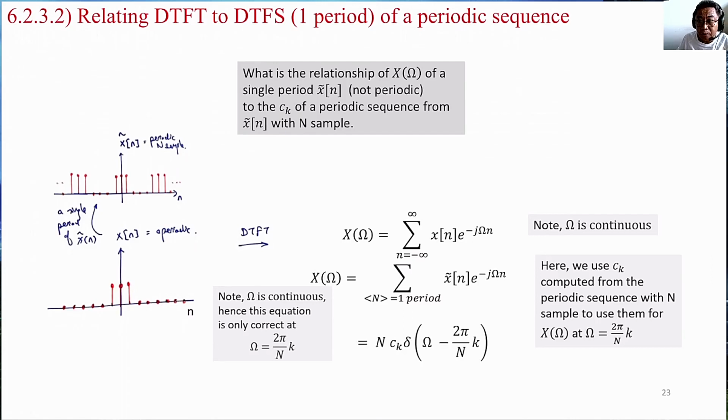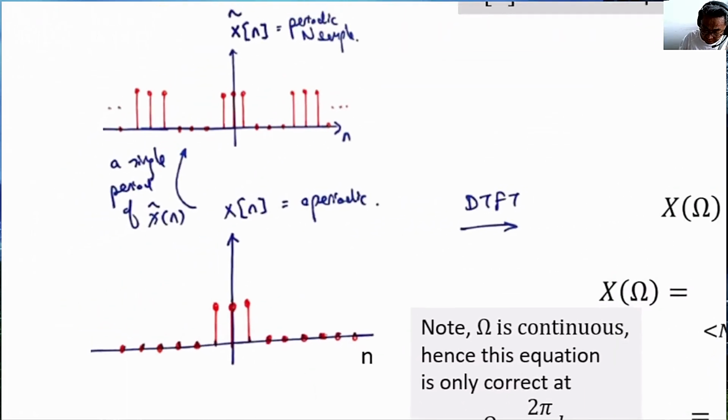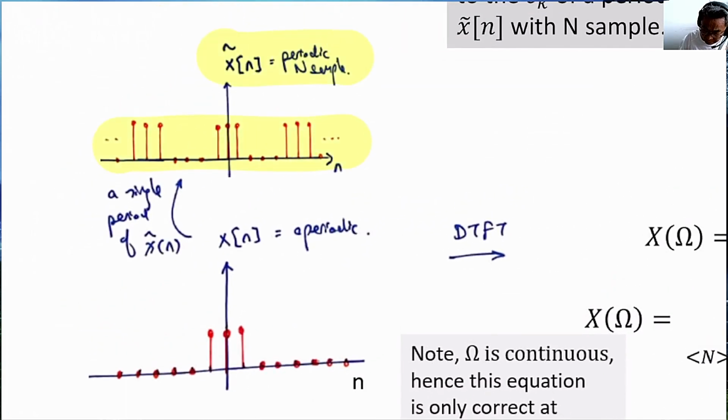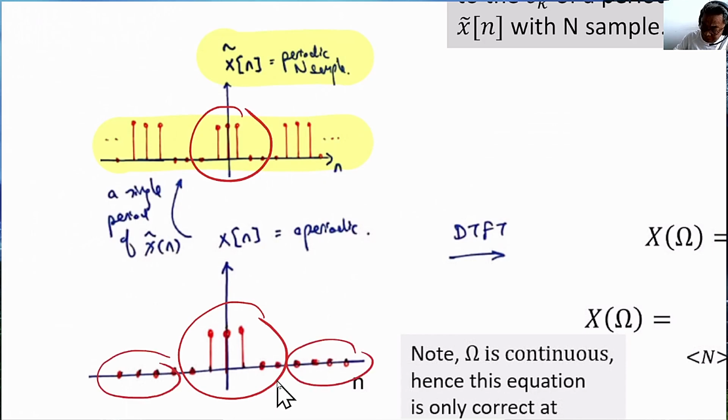This is 6.2.3.2. We're now going to relate DTFT to DTFS for a single period of a periodic sequence. So this x[n] is this periodic sequence here, and of course we can extract a single period out of it and then put zeros to make it aperiodic. And at the bottom, this is the aperiodic sequence, or I should say a single period of the periodic sequence.